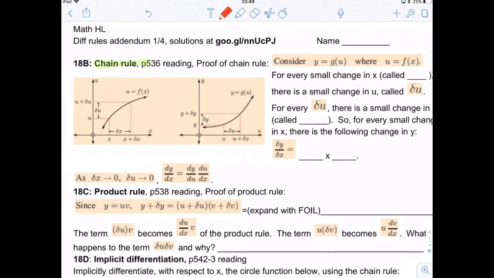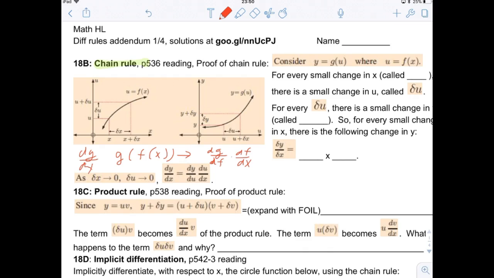Basically, you have two functions nested within each other when you do the chain rule, right? You have a composite function, and the outside function is the g function, and the inside function is the f function. When you take the derivative, you take the derivative of g with respect to f, and then the derivative of f with respect to x, and you multiply them together. That's how you get the derivative of the g function with respect to x.